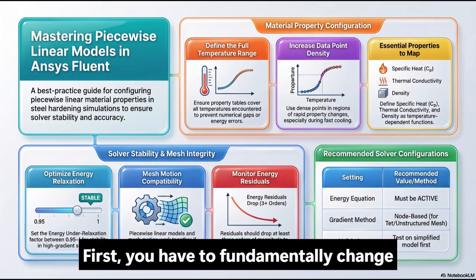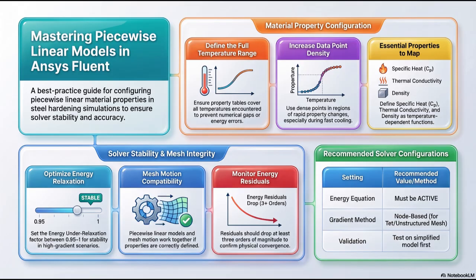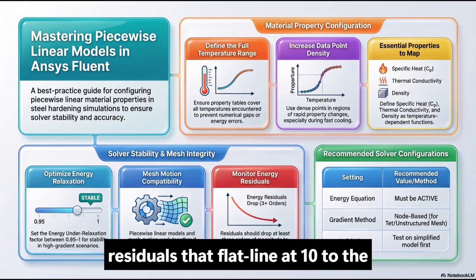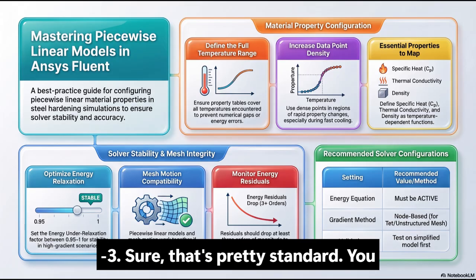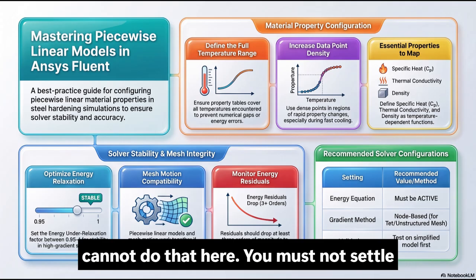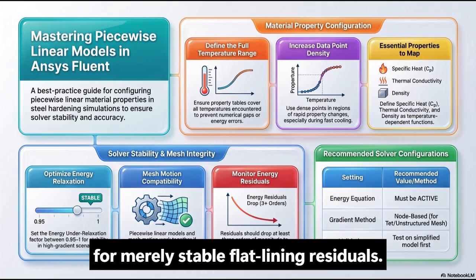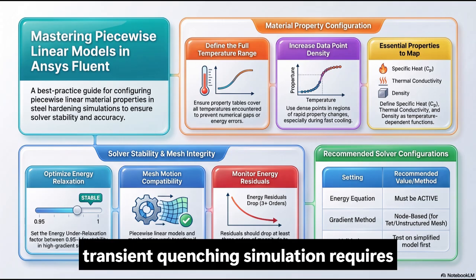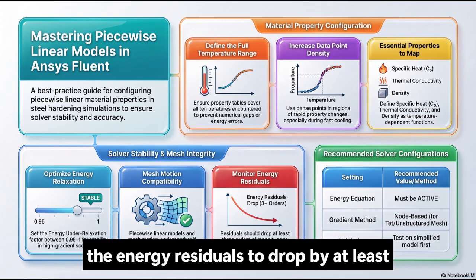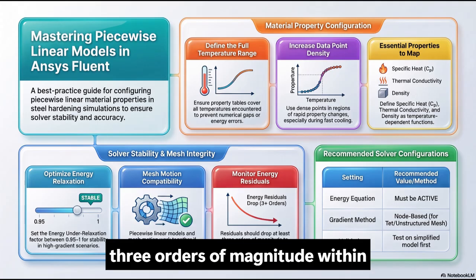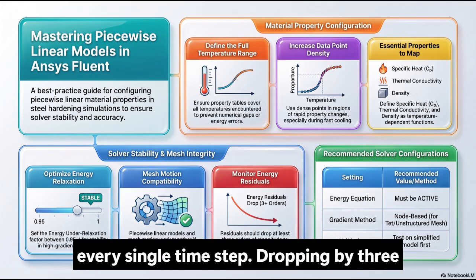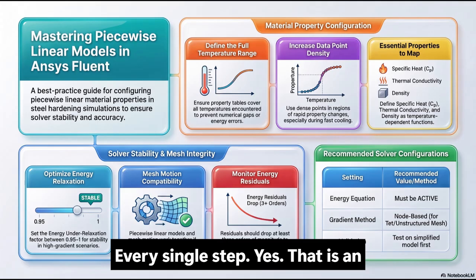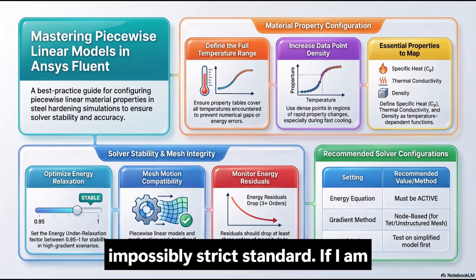First, you have to fundamentally change how you monitor your energy residuals. Change how? In standard steady-state aerodynamics, maybe you settle for residuals that flatline at 10 to the negative 3. Sure, that's pretty standard. You cannot do that here. You must not settle for merely stable flatlining residuals. True physical convergence in a highly transient quenching simulation requires the energy residuals to drop by at least 3 orders of magnitude within every single time step. Dropping by 3 orders of magnitude per time step in a transient, multi-phase simulation? Every single step. Yes.